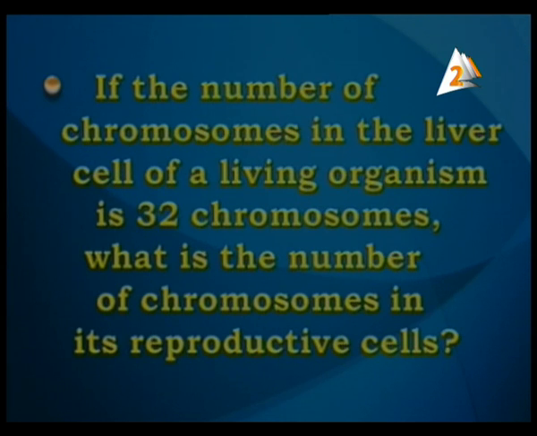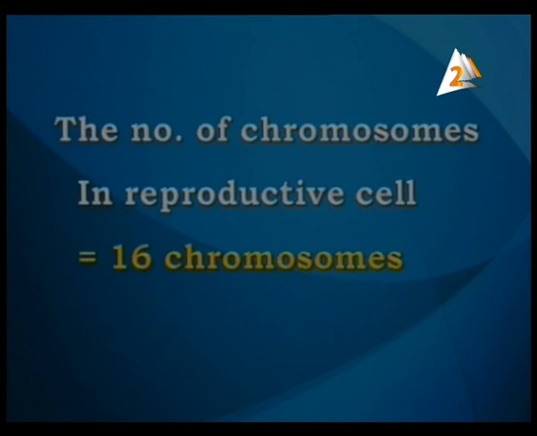So we have the complete number of chromosomes. Now, the question: tell me the number of chromosomes in reproductive cells. It equals 16 chromosomes. Why? Because a reproductive cell contains half the number of chromosomes. So 32 divided by 2 equals 16. But what does reproductive cell include here? It includes many things.